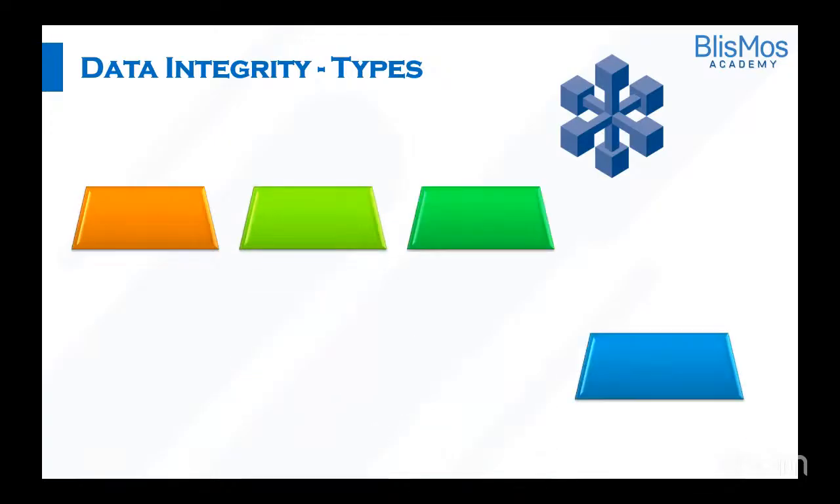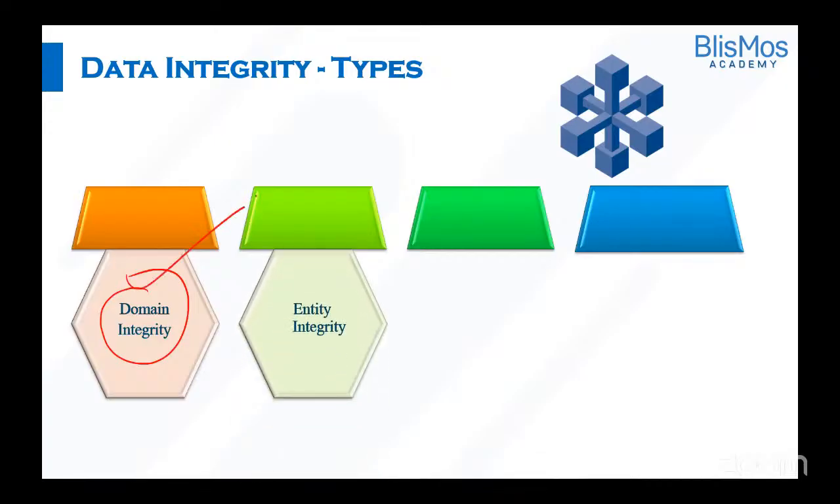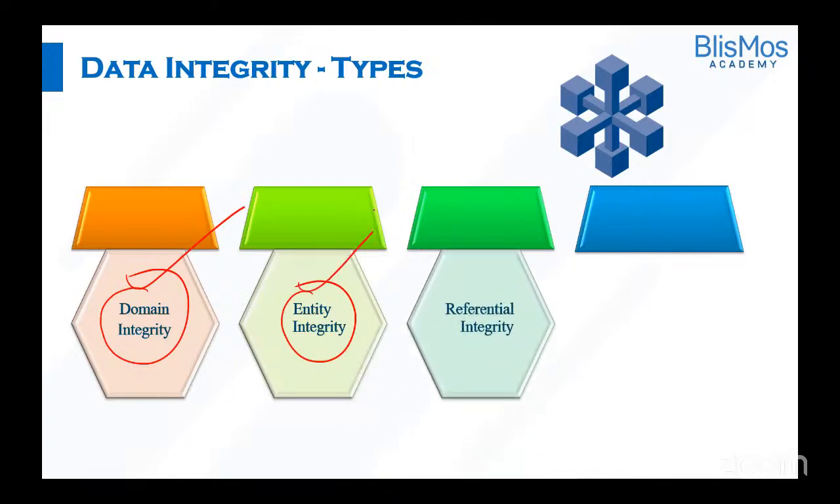Okay. So, at a high level, we can classify the data integrity constraints into four important types. First thing is domain integrity. The second one is entity integrity. The third one is referential integrity. And the fourth one is user defined integrity.